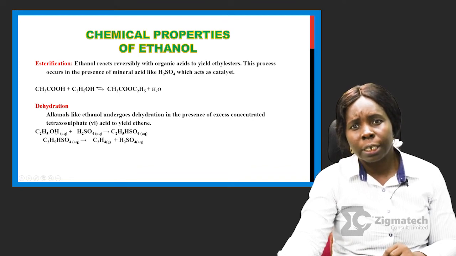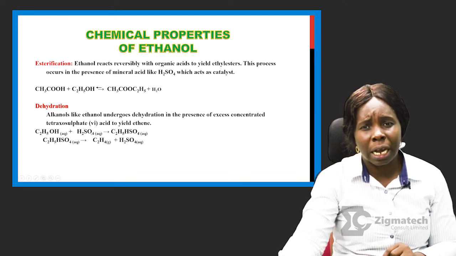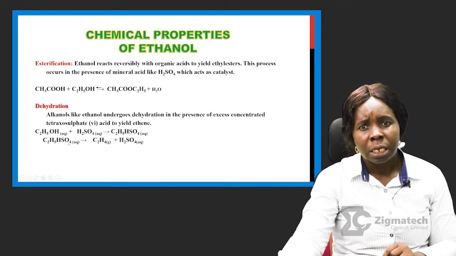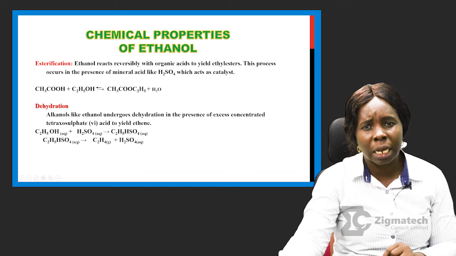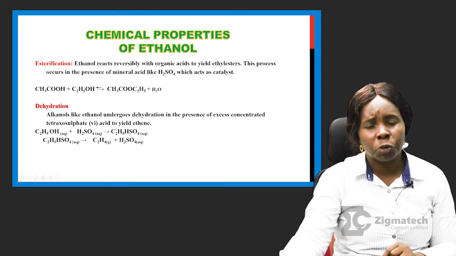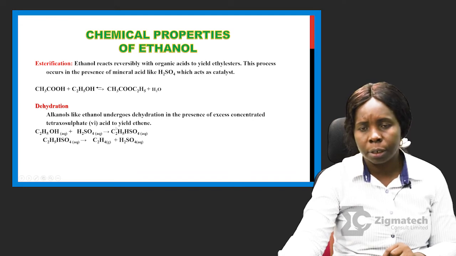First of all, the ethanol combines with the tetraoxosulfate(VI) acid to yield ethyl hydrogen tetraoxosulfate(VI) acid. The ethyl hydrogen tetraoxosulfate(VI) acid is heated to about 280 degrees Celsius to yield ethene, and tetraoxosulfate(VI) acid is recovered back. So tetraoxosulfate(VI) acid is the dehydrating agent.